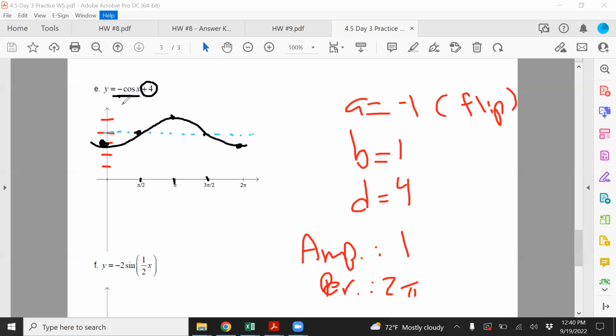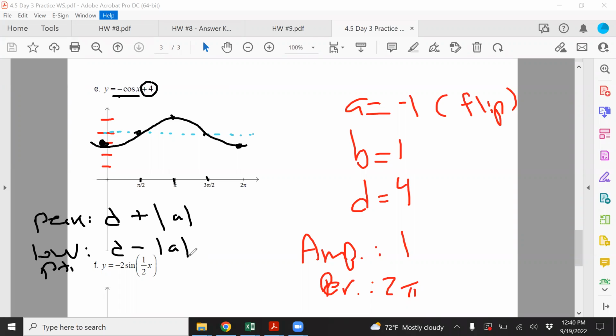And the biggest cosine could ever be is 1, because your amplitude's 1. So if it helps, guys, try doing this. The peak will be D plus the absolute value of A. The low point, if that helps, that will be the low point.